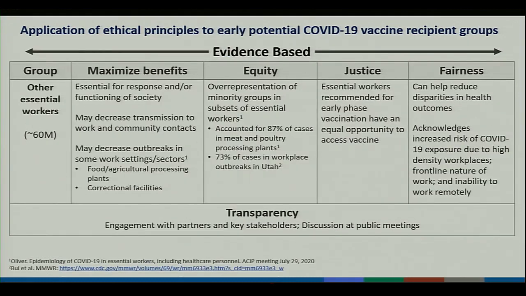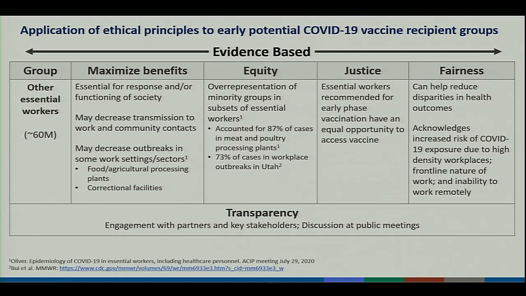So next, moving to other essential workers. Under maximize benefits, their work is essential for the response or functioning of society. Protection may decrease transmission to work and community contacts, and it could decrease outbreaks in some work settings or sectors, as was discussed previously with food and agricultural plants and correctional facilities. Under equity, there is an overrepresentation of minority groups in some sectors of essential workers, with racial or ethnic minority populations representing nearly 90% of cases in meat or poultry processing plants, and 73% of cases in workplace outbreaks in Utah. Under justice, workers should have an equal opportunity to access vaccine.